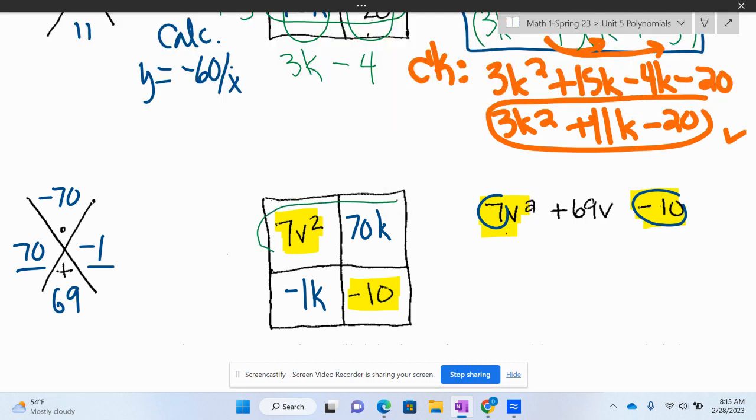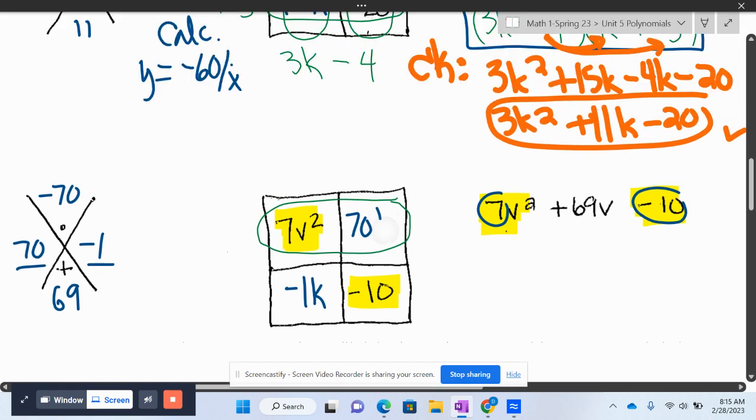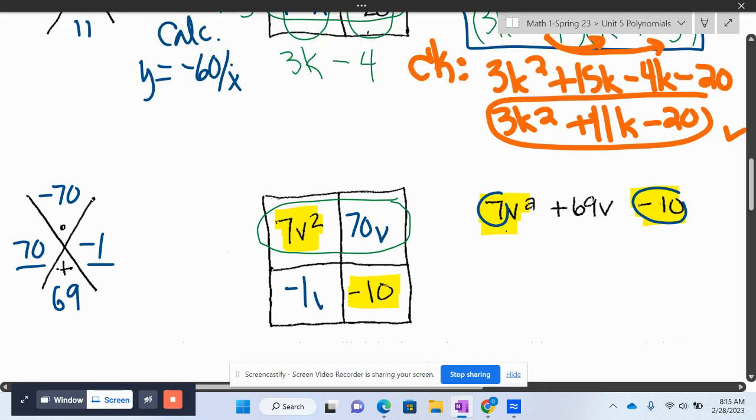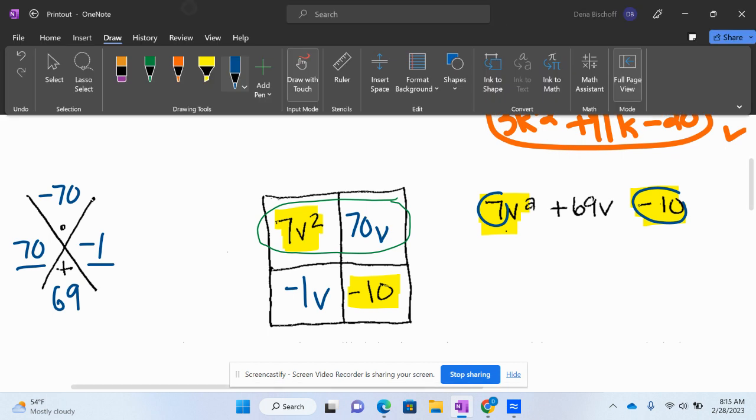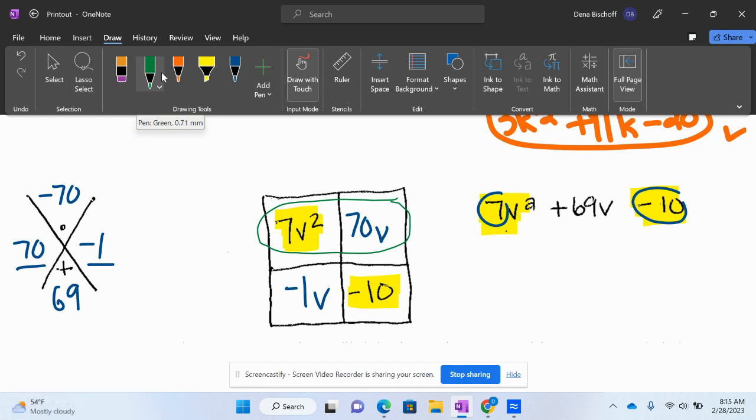So the greatest common factor of this row, these are V's. I'm so sorry. These should be V's, not K's. I'm on the last problem still. V's. That's my brain today. Sorry. V's. I apologize. So the greatest common factor of this row is what?